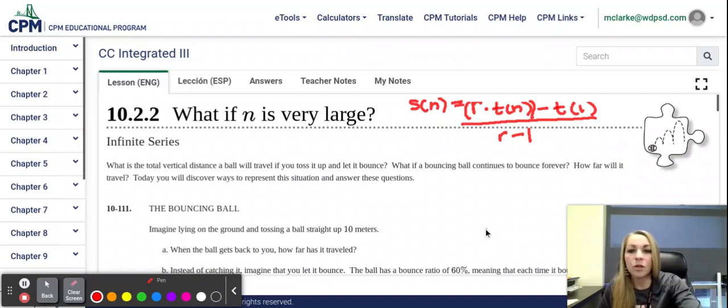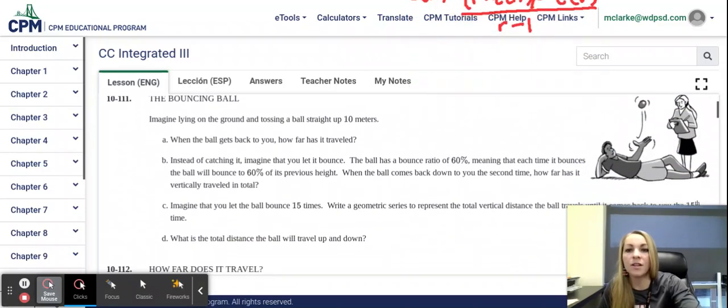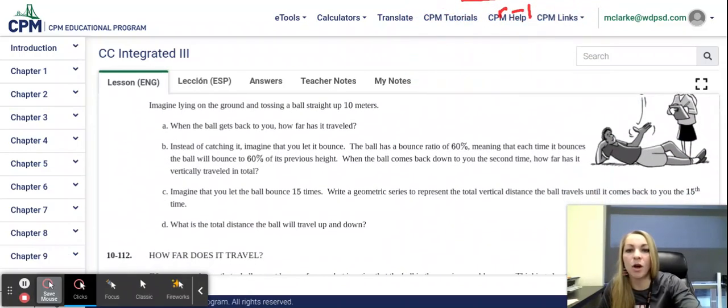So we're going to do this bouncing ball problem. What do we got going on? It says, imagine lying on the ground and tossing a ball straight up 10 meters. When the ball gets back to you, how far has it traveled? I want you to take a moment, pause this video, and try problems A through D. Why don't you spend about 8 minutes doing this whole problem?